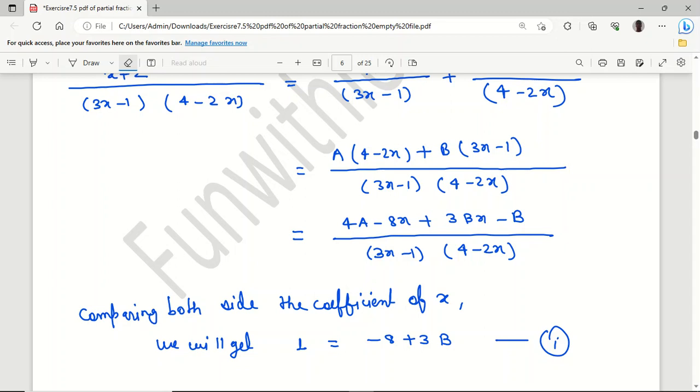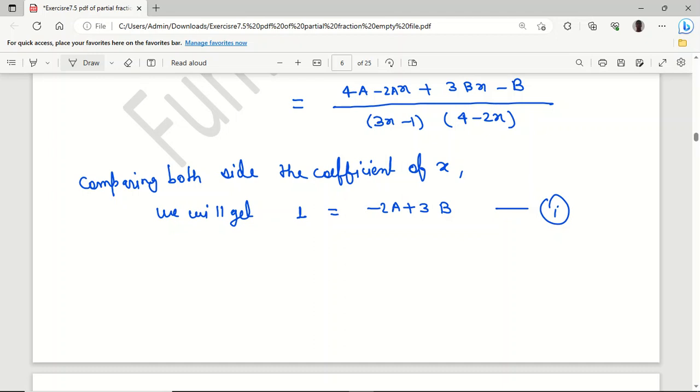So a into 4a. Oh, it will not be that. It will be 2a plus 3b. So I'll write here minus 2a. Okay, here it is minus 2a, not 8. So it will be minus 2 into a. So minus 2a plus 3b equal to 1. And now I'll compare the constants on both sides.